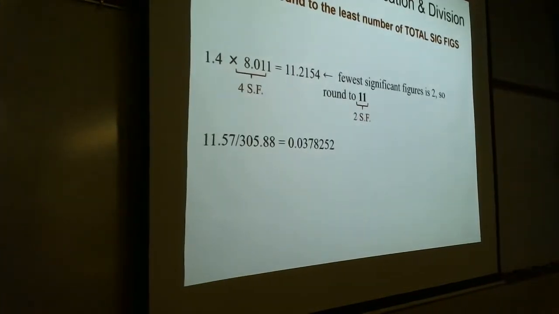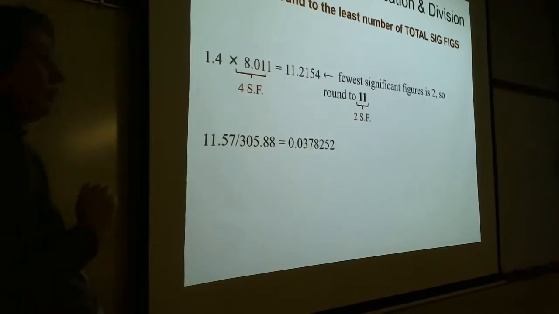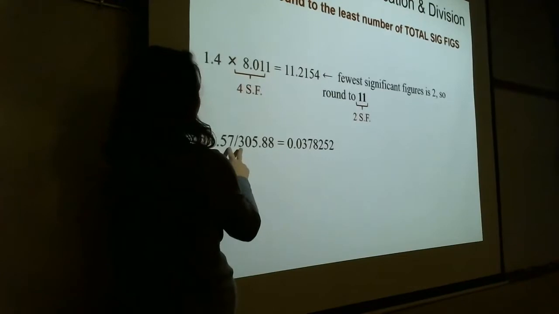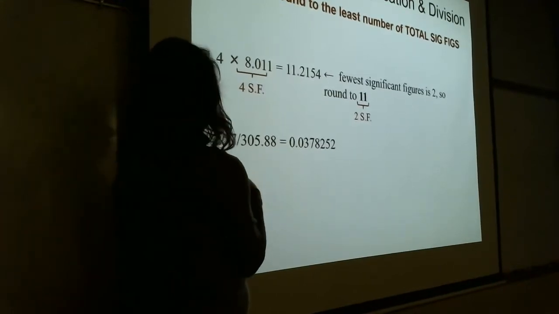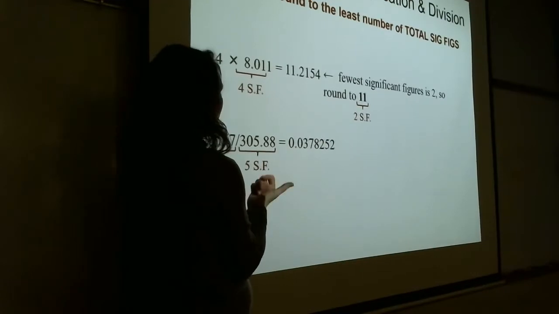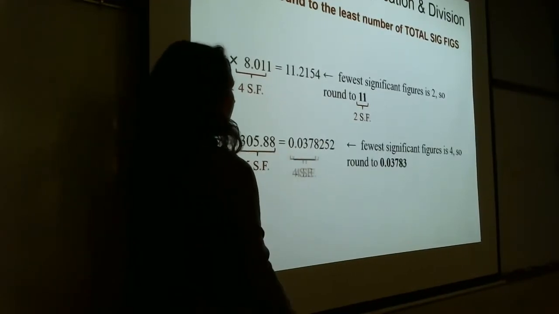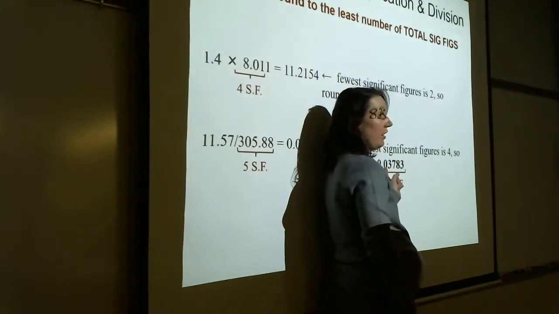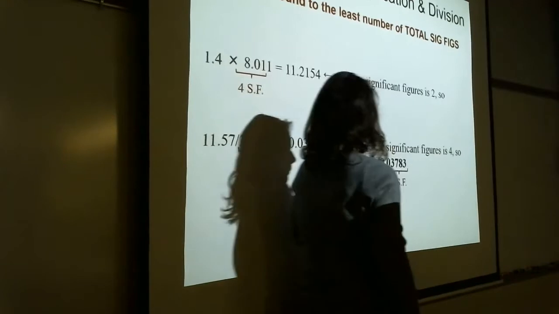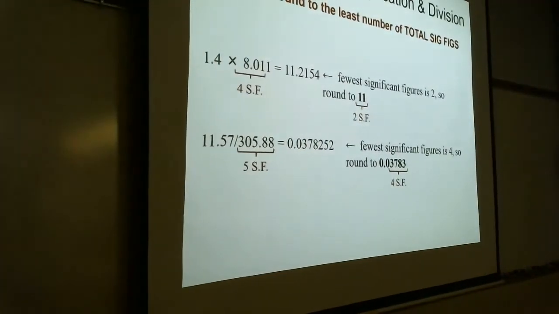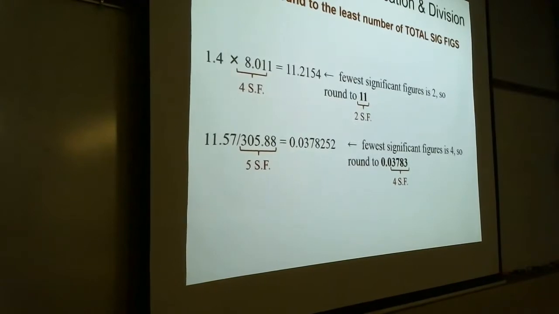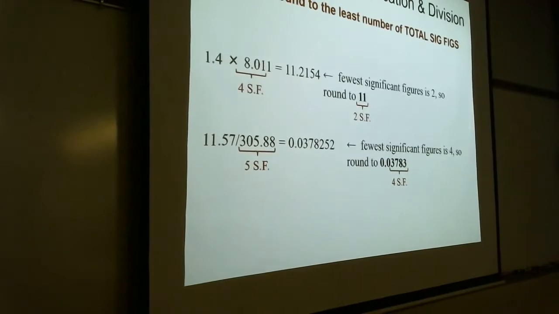Same's going to work for division, okay? Whether you multiply or divide, you're going to round your final answer to the least number of total sig figs. So 4 versus 5. So my final answer will have 4 sig figs. Okay? And bear in mind that this 0 right here is not significant. It's just a placeholder. Zeros are the one that causes the most headache. Is everybody good? I'm multiplying and dividing with sig figs. We're going to be doing a lot of multiplying and dividing. You're going to be doing multiplication and division on our first lab.